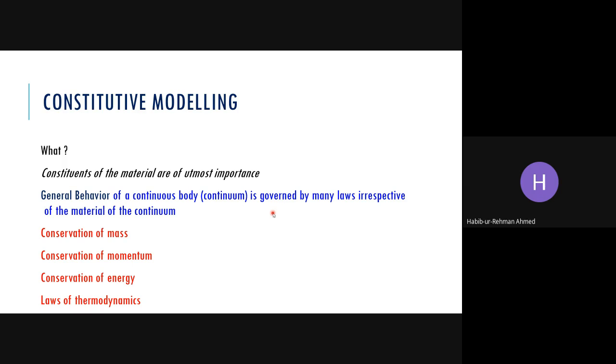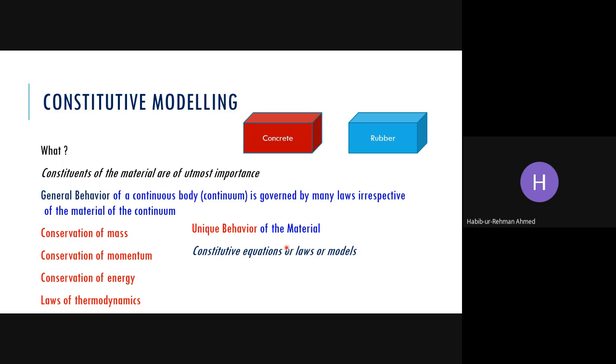behavior. There are other laws, but those are not dependent on the type of the material, the distribution of the material, and the interaction of different kinds of materials present in any substance. So that's why we call these laws or rules constitutive laws or constitutive rules. So the unique behavior of the material is the most important thing. It's very, very important to understand. That's why we call them constitutive equations, laws, or models, because these are applicable to the specific constituents.